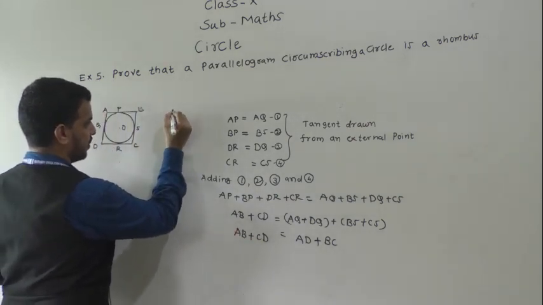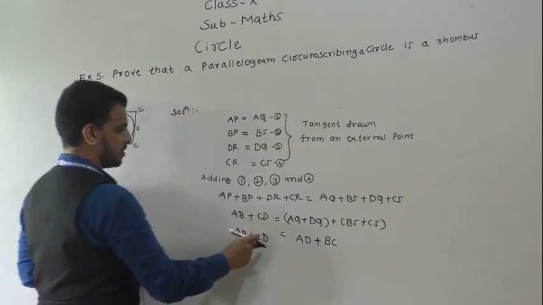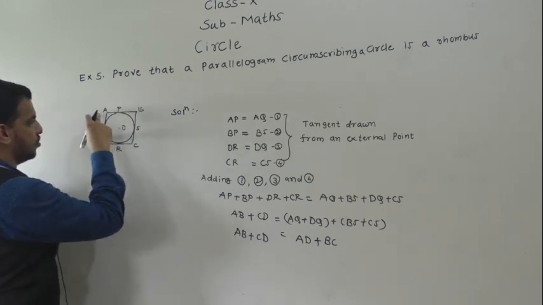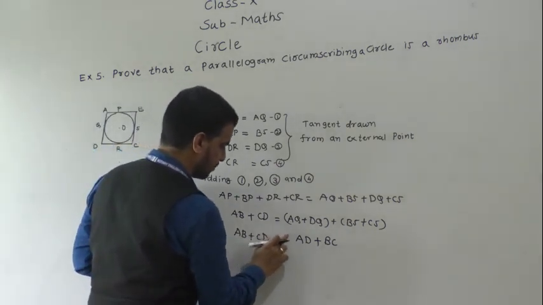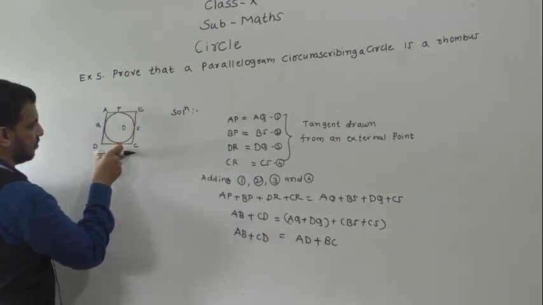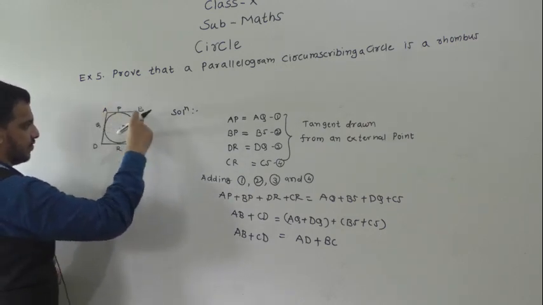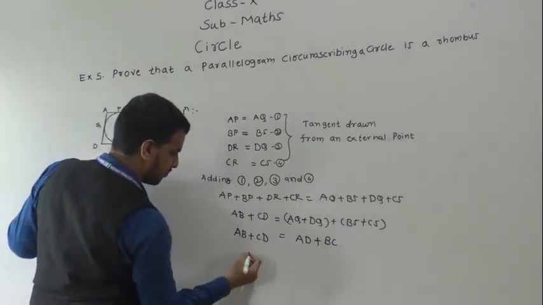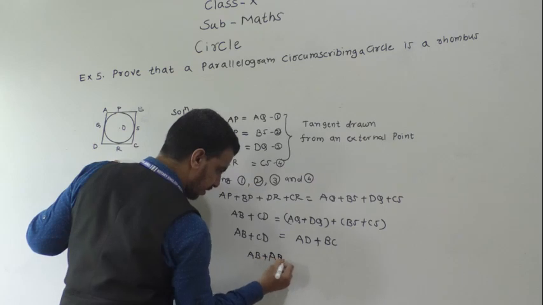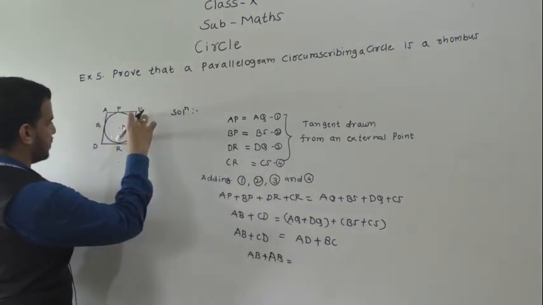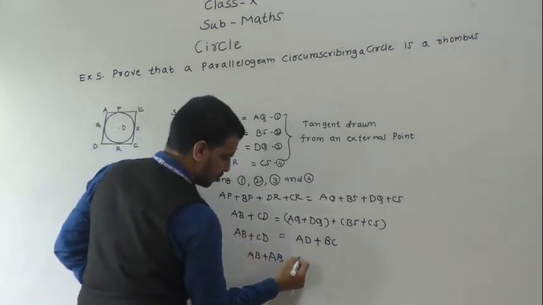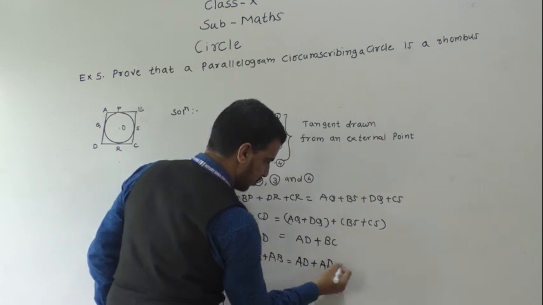Here we have to show up to AB plus CD is equal to AD plus BC, meaning the sum of opposite sides. After that, AB and CD are equal because they are sides of a parallelogram, and AD is equal to BC. So instead of CD we can write AB. So AB plus AB is equal to AD plus BC on the RHS. Instead of BC we can put AD. So AD plus AD.